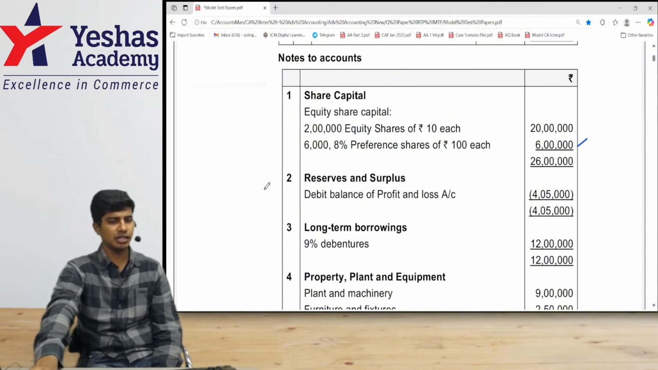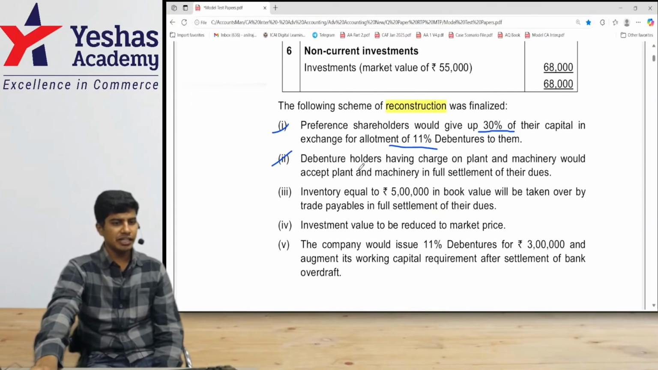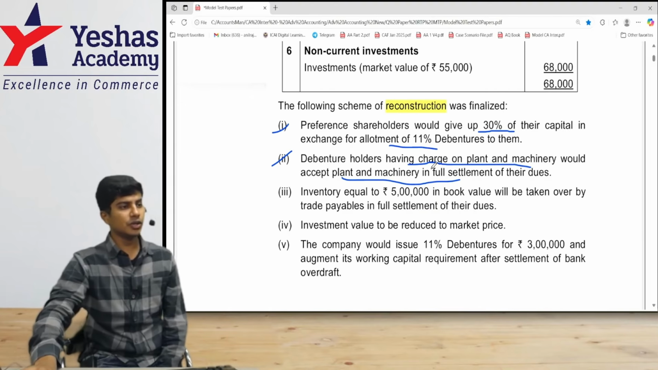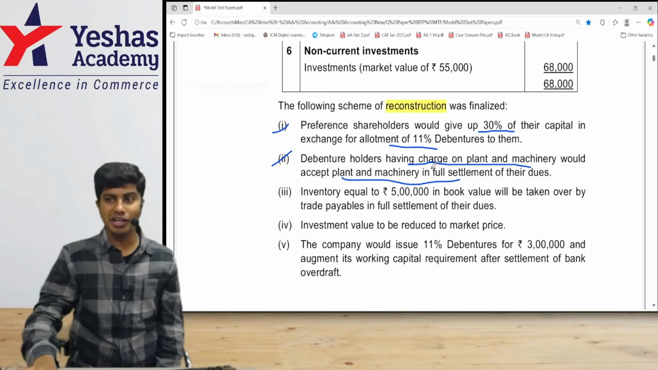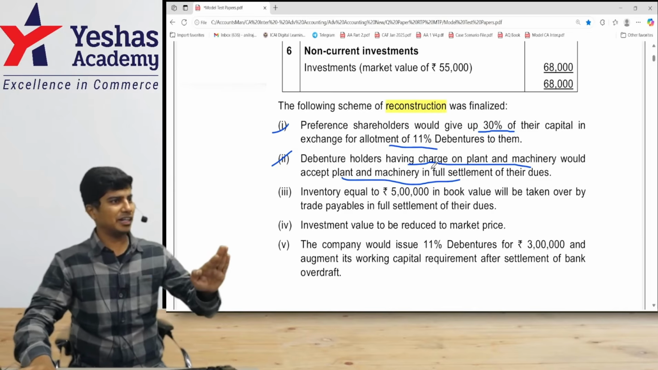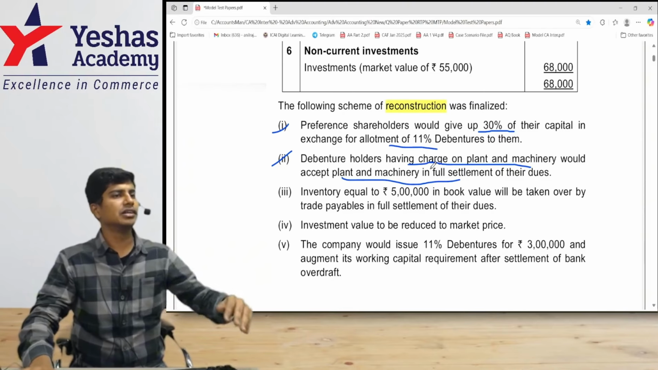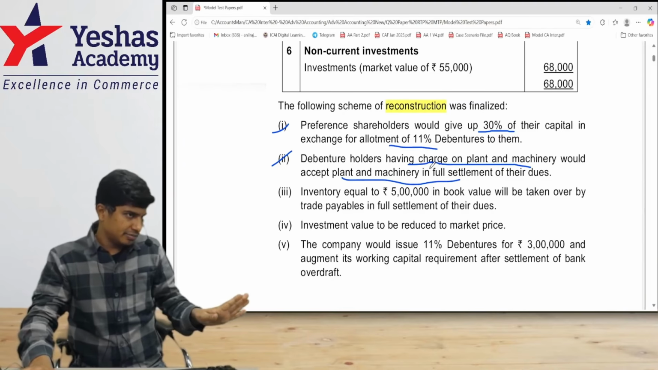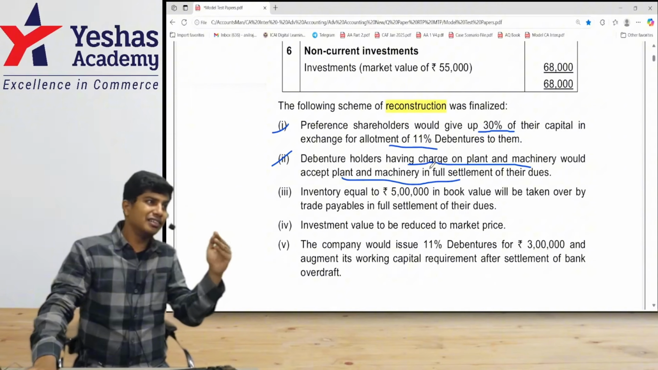Focus on the second adjustment. What's there in the second adjustment? Debenture holders having a charge on plant and machinery would accept plant and machinery in full settlement of their dues. Oh, nice. You don't have to pay any money to your debenture holders. Give them plant and machinery. Asset gone, liability settled. Asset is going out, credited. Liability is being settled, debited.